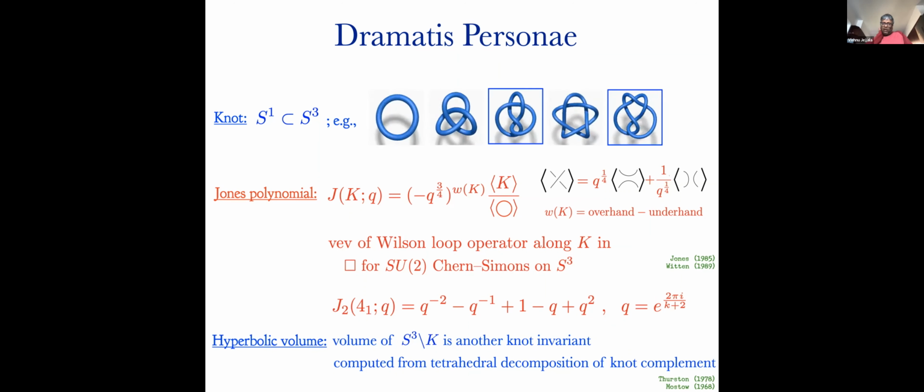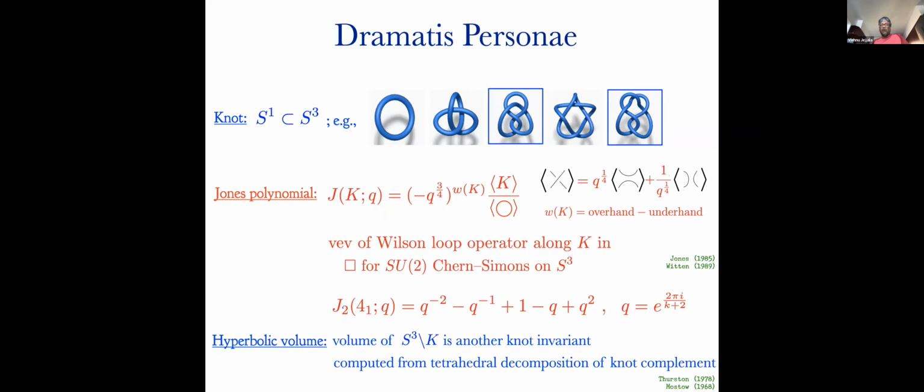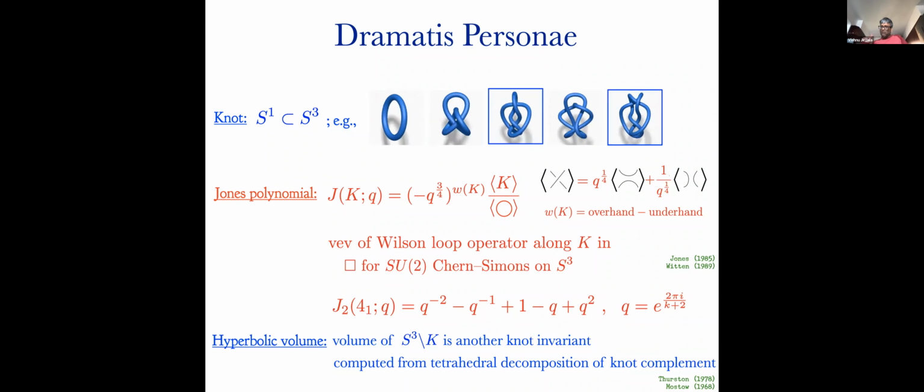A second invariant is the hyperbolic volume. For these hyperbolic knots, which are the majority of knots, so up to 16 crossings, there are about 1.7 million knots, and all but 32 of these are hyperbolic. These hyperbolic knots have a knot complement, which is S3 minus some small tubular neighborhood around the knot.